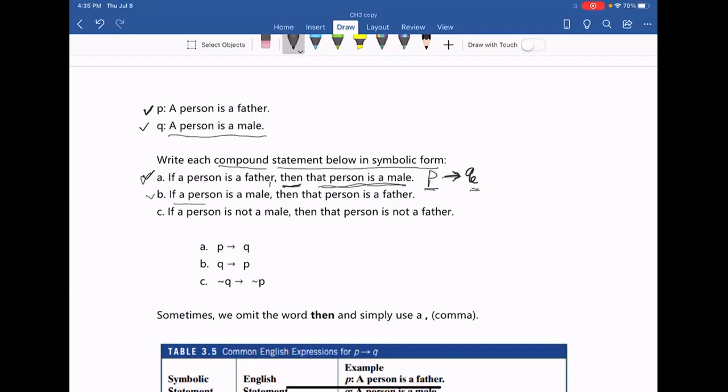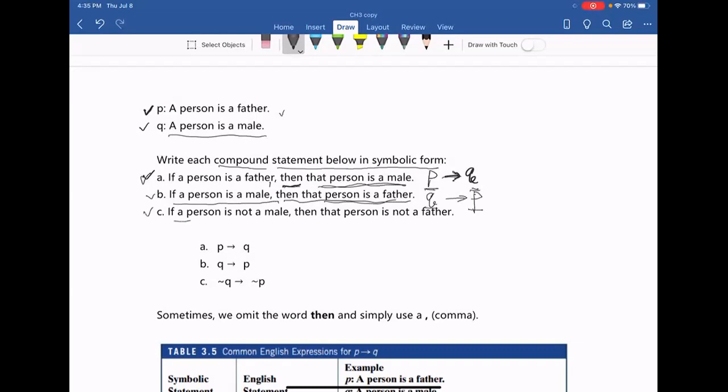Number B, a person is a male, that is Q. Then that person is a father. So if Q, then the person is a father, that's the statement P. That is, if Q, then P.